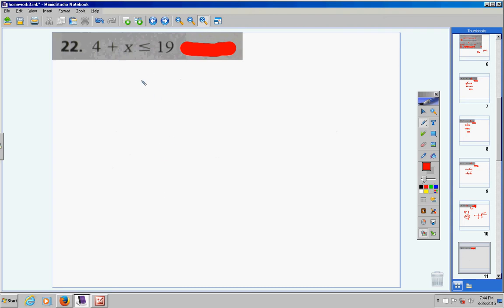Number 22. Step 1, simplify both sides. Nothing I can do. Step 2, eliminate fractions. Nothing I can do. Step 3, get your variable terms on one side and your constant terms on the other. So I'm going to leave my x here. I'm going to pick up my 4, bring it over here and make it a negative 4. So I'm left with x is less than or equal to 19 minus 4. That's positive 15. Well, students, I'm done. There's no coefficient here to divide by, so x is less than or equal to 15.